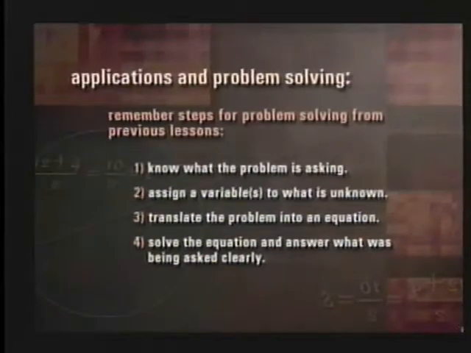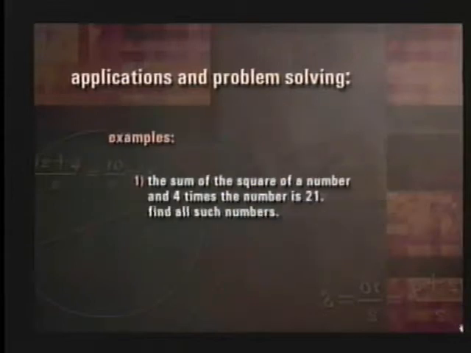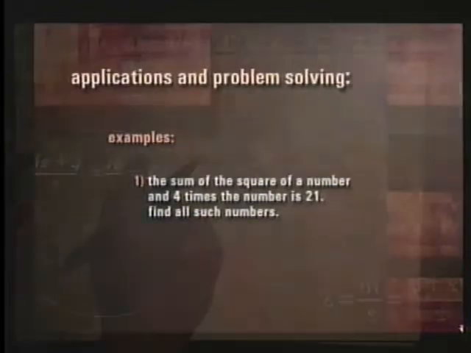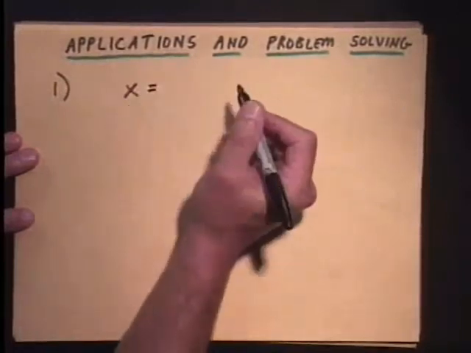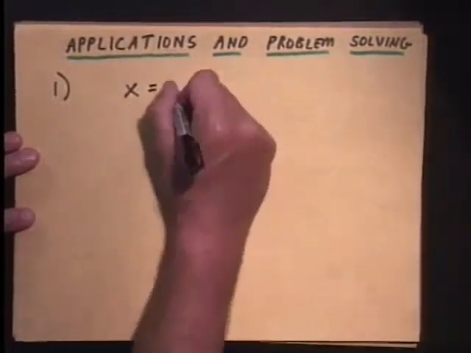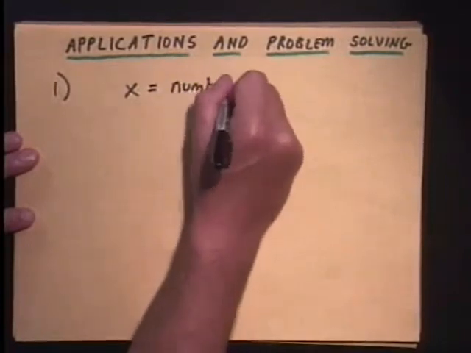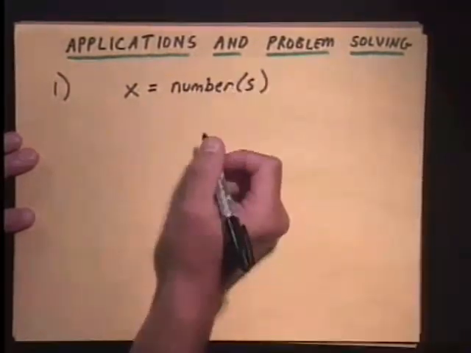All right, so let's look at some problems here. Example number 1. The sum of the square of a number and 4 times the number is 21. Find all such numbers. So write that down. Let's go to the handout here. Now, what are we going to let X be in this problem? We always have to define the variable. It said numbers, so I'm going to let X be the number or numbers in this case.